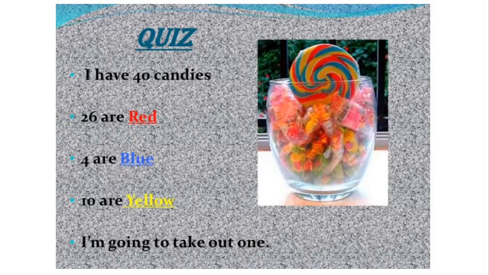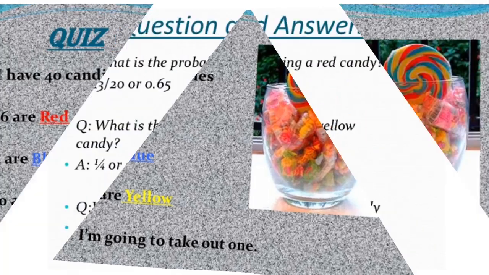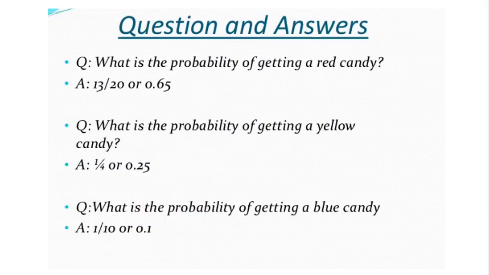Here we have a small quiz. I have 40 candies, 26 are red, 4 are blue, 10 are yellow, and I am going to take out one, without replacement. Here we have questions and answers. Please go through them, you can easily understand.